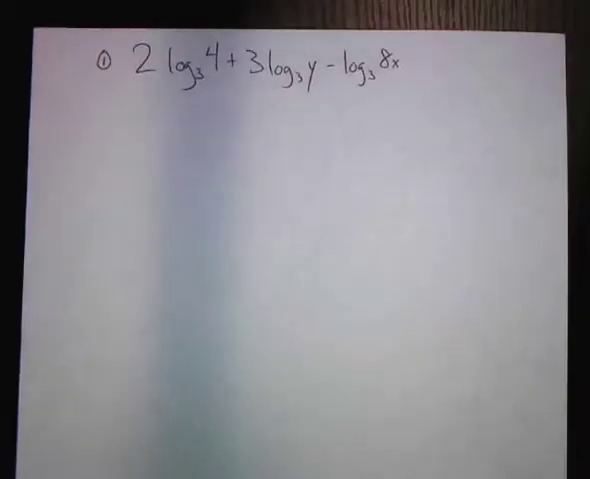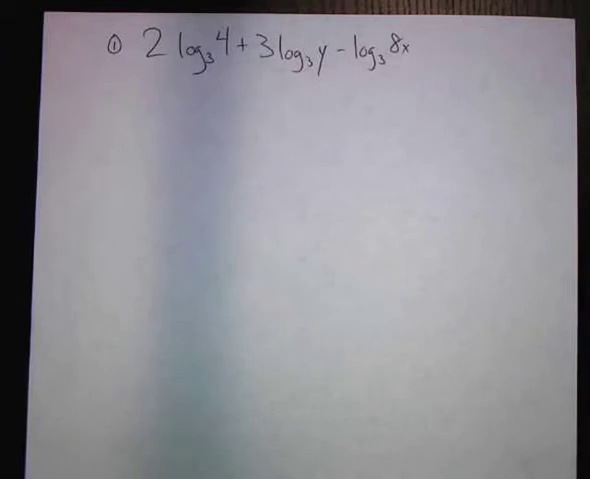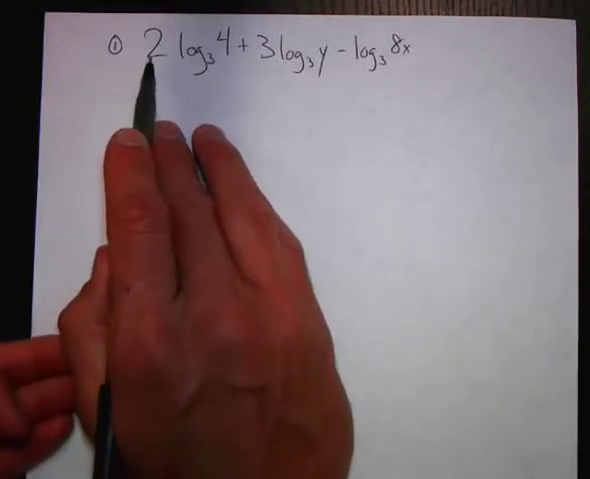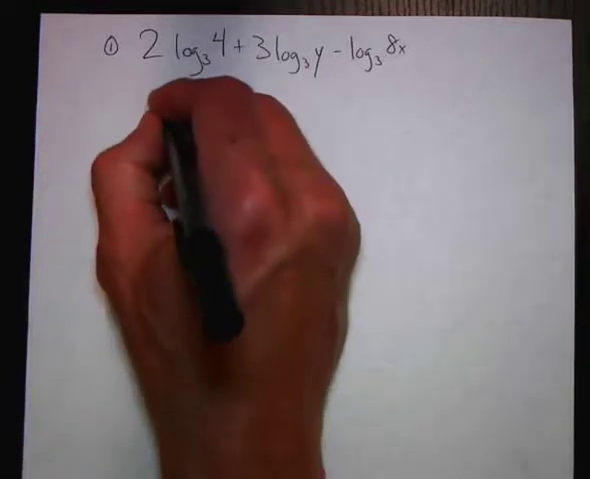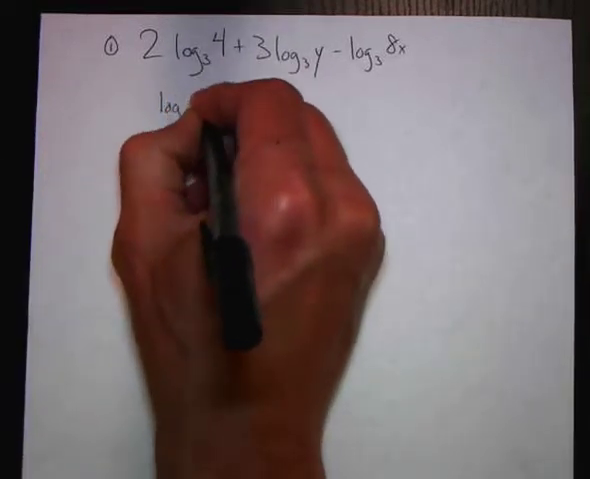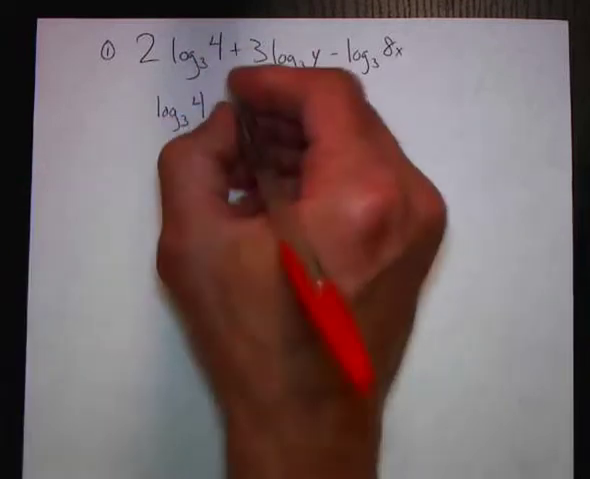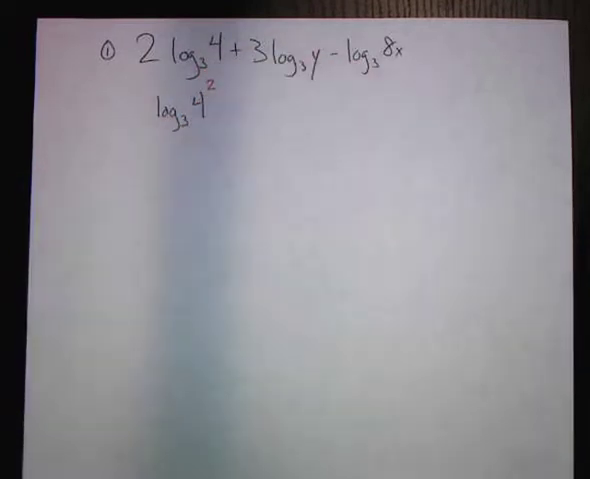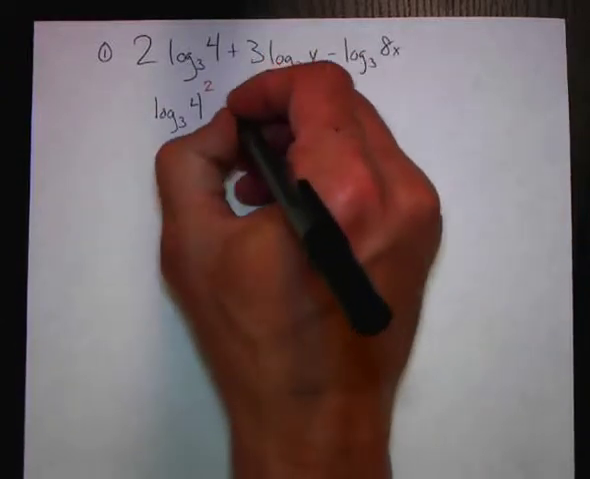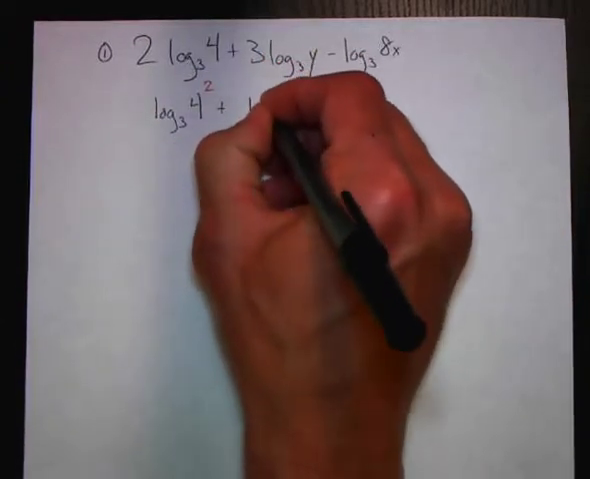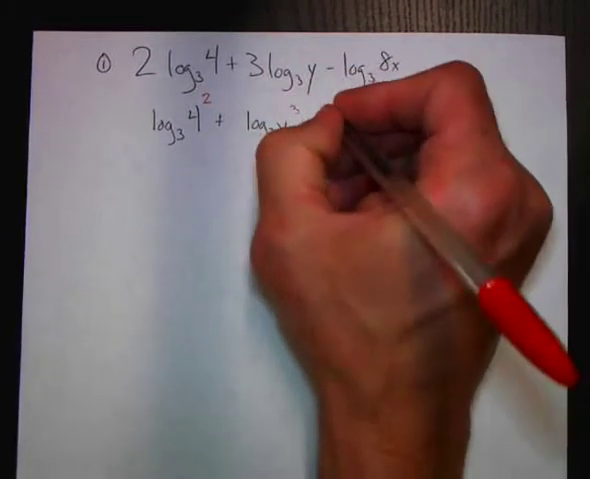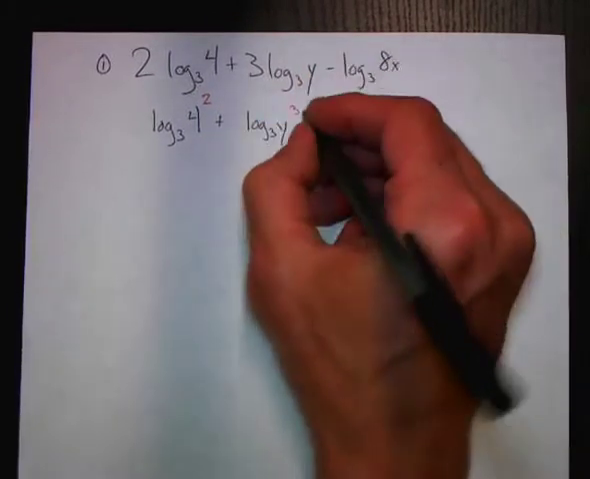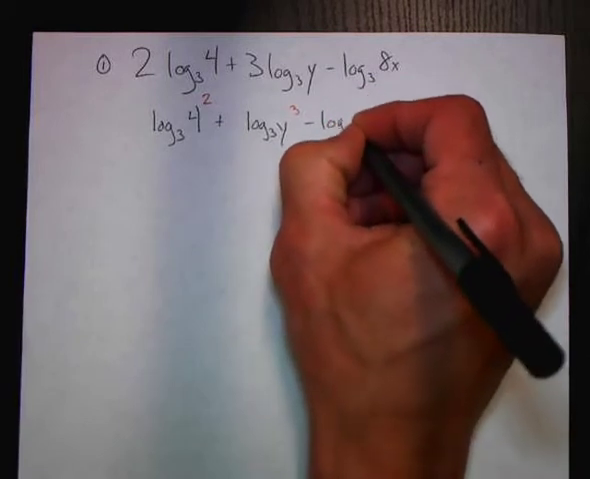So we can start messing around with that third property. Okay, see we have a 2 out in front of a log base 3 of 4. So what that means we can do is keep log base 3 of 4 and then raise it to the 2nd power, because that's what that means, right? And then we can take this 3 out in front of log base 3 of y and then make that 3 the exponent. Then everything else stays the same, right? So we could do that.